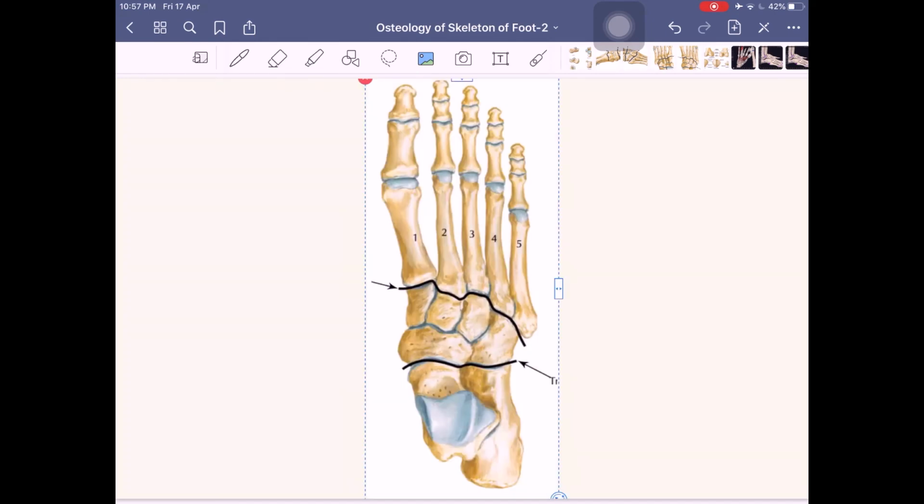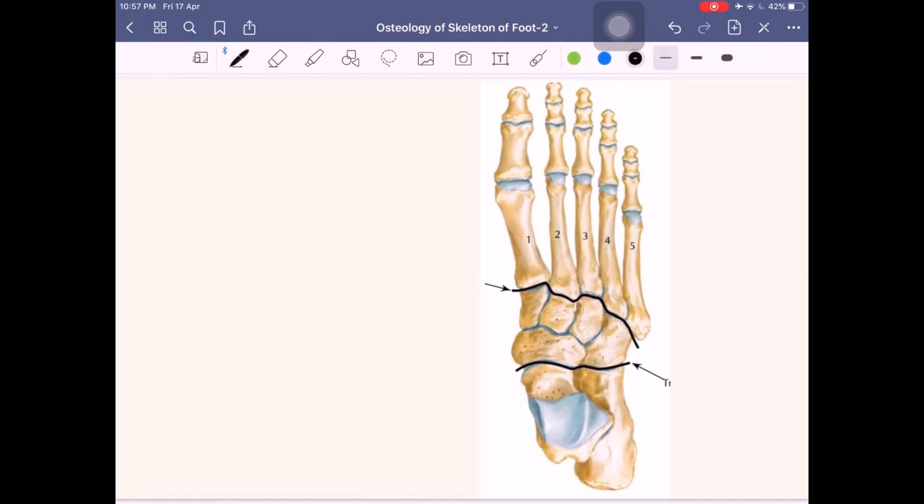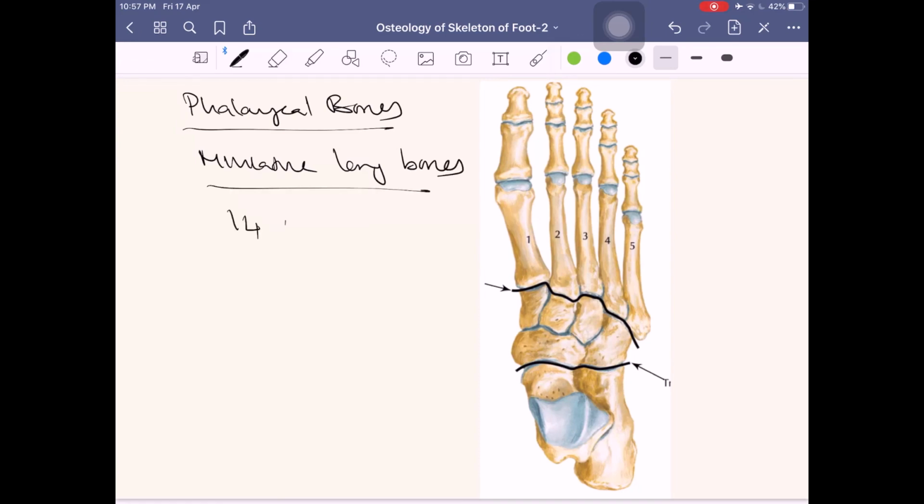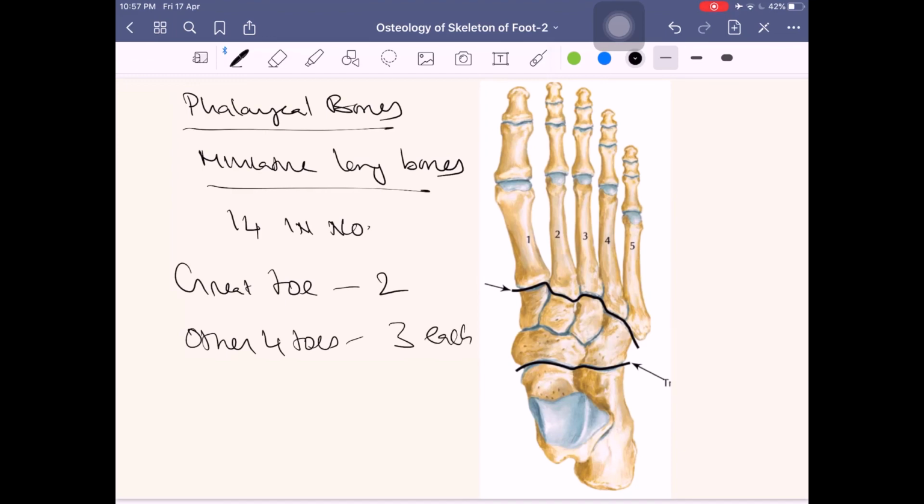The last part is your phalanges again. Phalanges are again an example of miniature long bones, just like a metatarsal, and they are 14 in number. Your grade 2 has 2, whereas your remaining 4 toes have 3 each. You can see 1, 2, then 1, 2, 3. All remaining have 3 each.